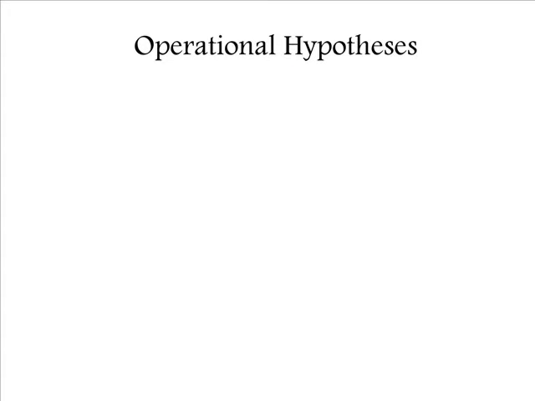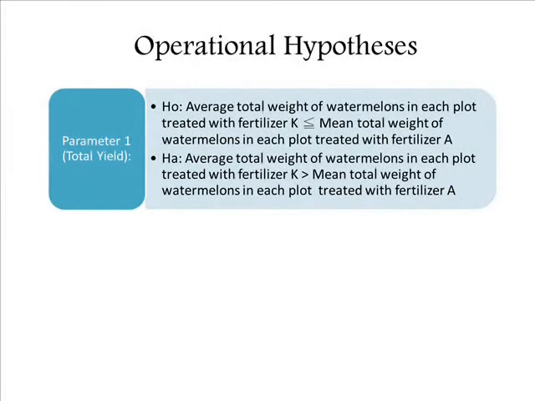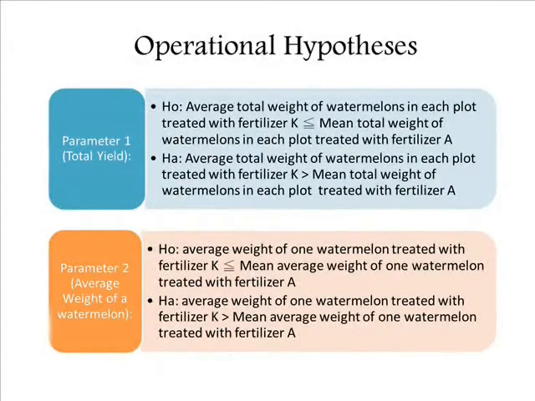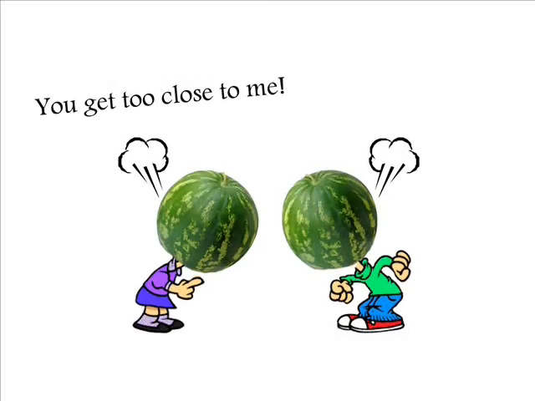Operationally, we have two null hypotheses. The first one is the average total weight of all watermelons in a plot treated with fertilizer K will be smaller than or equal to that with fertilizer A. The second one is the average weight of one single watermelon treated with K will be smaller than or equal to that with A. Watermelons need space to grow.